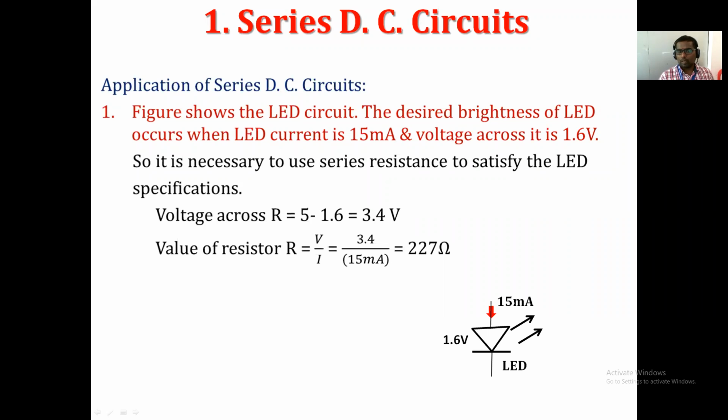But now when I connect this LED to the DC circuit of a 5 volt, my question is that, will this circuit work? हे सर्किट वर्क होईल का हो?